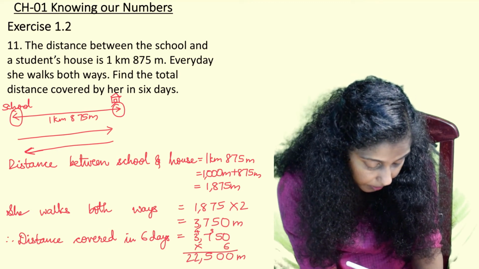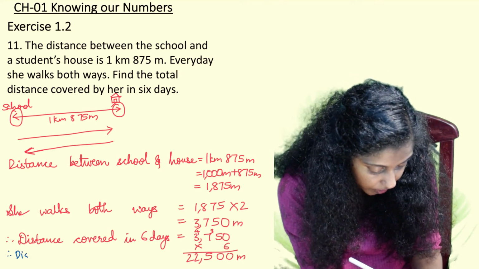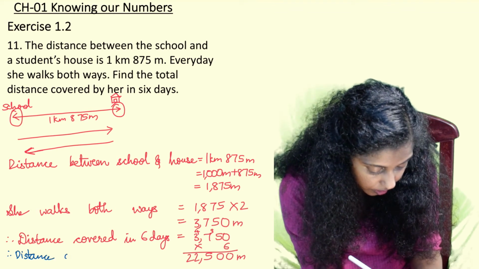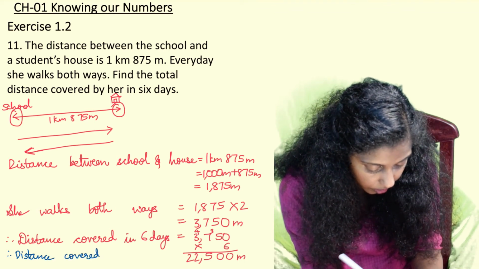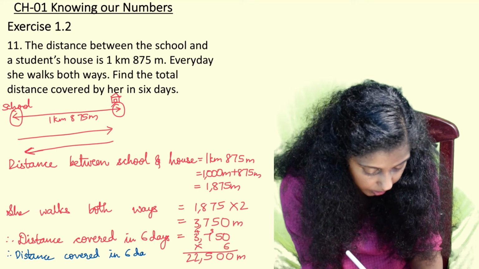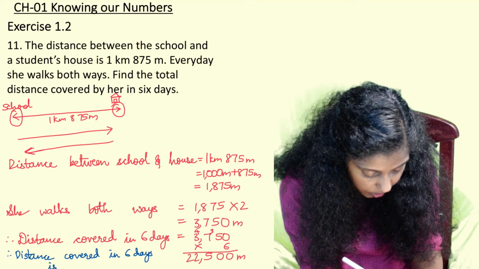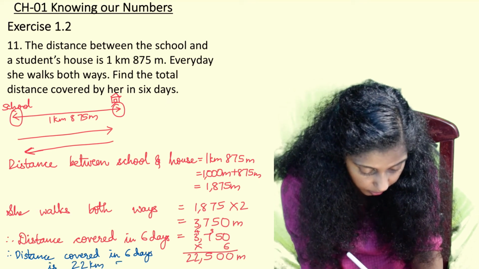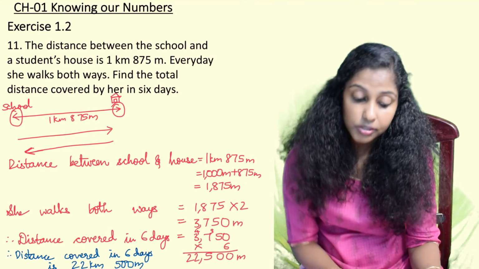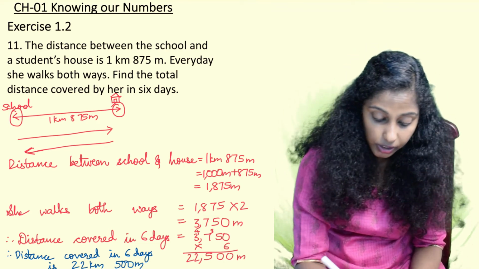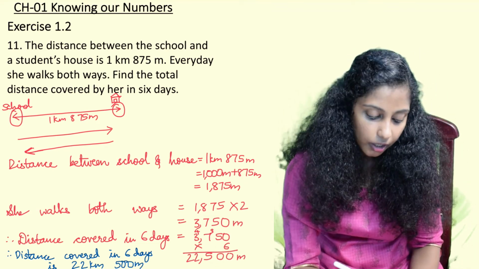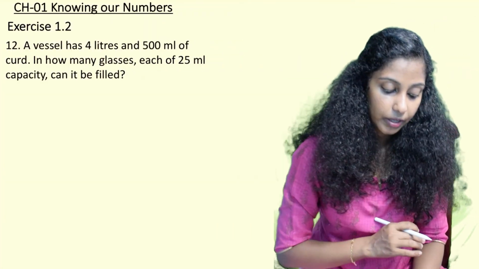So distance covered by her in 6 days. Therefore, distance covered in 6 days is 22 kilometer and 500 meter. 1 kilometer is 1000 meters. So in 1000 we have 3 zeros. So last 3 digits will be meter. Remaining all will be kilometer.